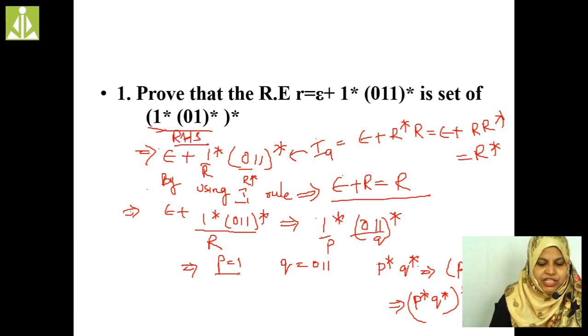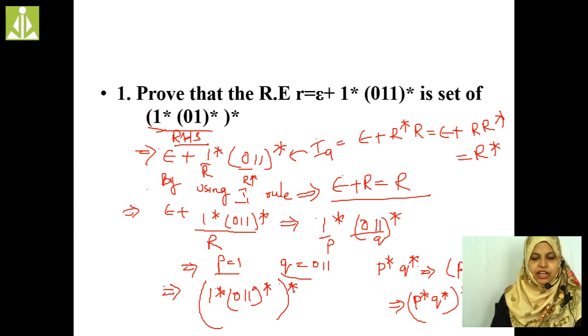So my value is P equals 1, Q equals 0 1 1. What is my P value here? 1. So P star is 1 star. What is Q? Q is 0 1 1. So it is equivalent to 1 star, 0 1 1, whole star.